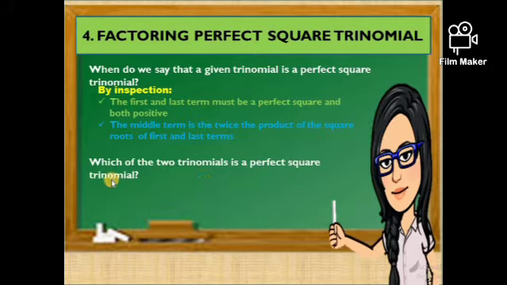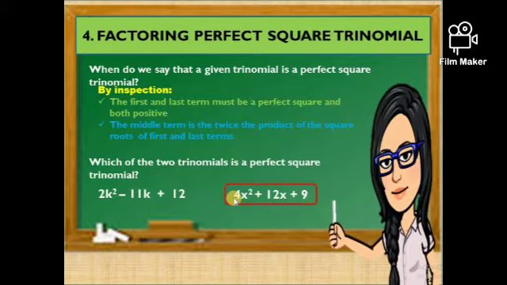Let us see which of the two trinomials is a perfect square trinomial. Is it 2k squared minus 11k plus 12? Or 4x squared plus 12x plus 9? Tama! Ang perfect square trinomial ay 4x squared plus 12x plus 9.